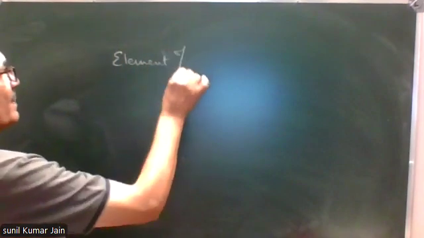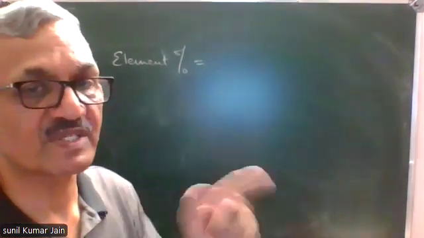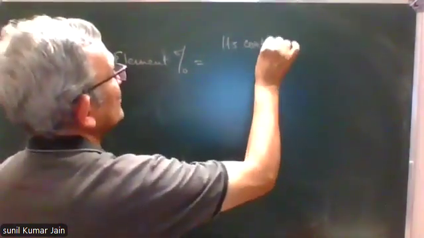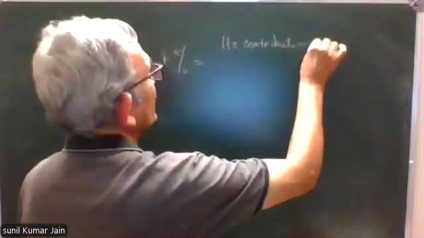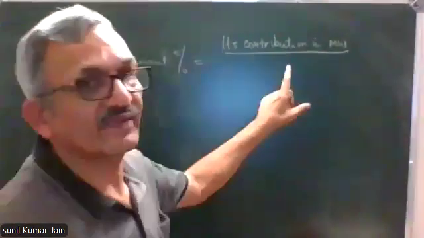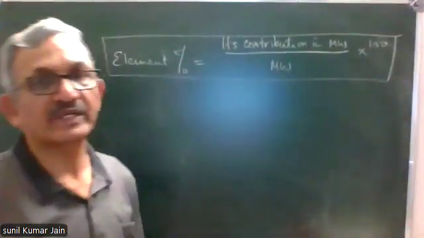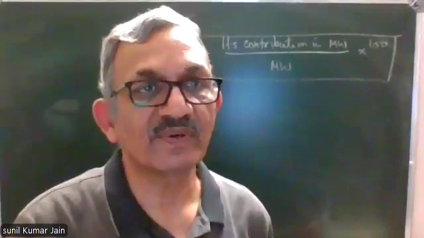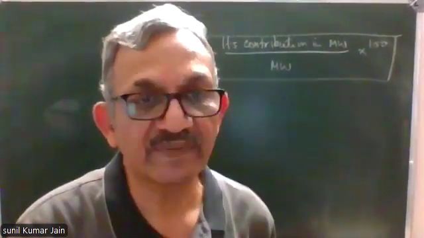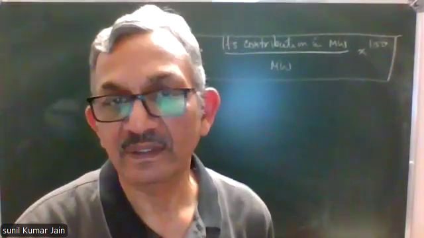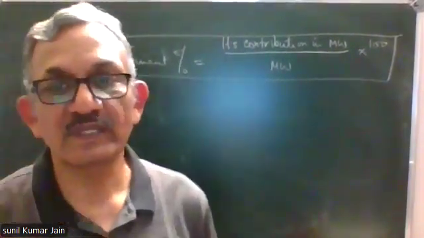Element percent, meaning percentage of an element in the compound, is equal to its contribution in molecular weight divided by molecular weight into 100. So this is the formula to calculate percentage of each element in the given compound. I'm sharing two numericals. We'll solve these two numericals. Yes, these are on WhatsApp now. Numerical number 4 and 5.